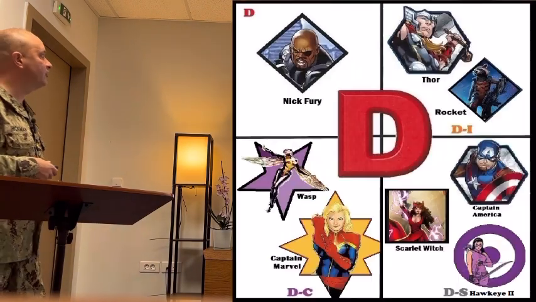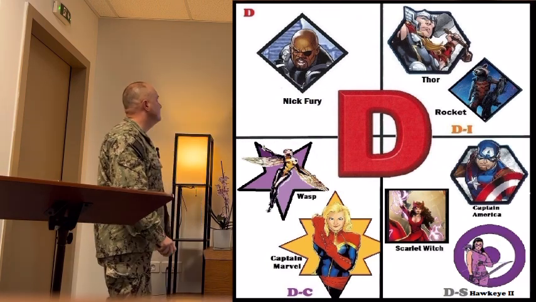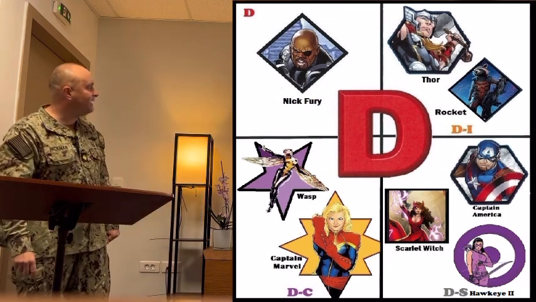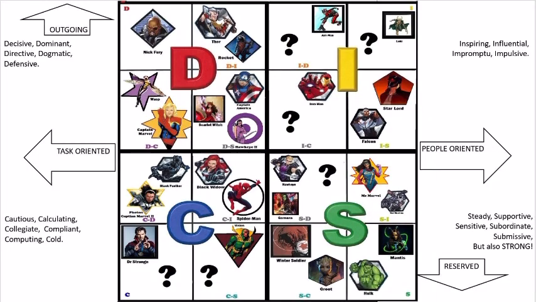Now let's look at some words that associate with the D type. Starting with the D type, they are decisive, they're dominant, they're directive, they're dogmatic. That means like if they get into an argument, they're like a dog to the bone, they won't let it go. They demand their right, and they'll win that argument.